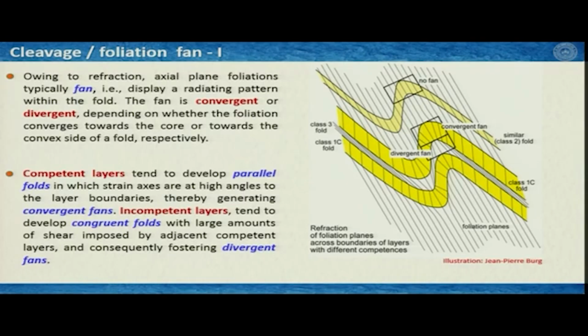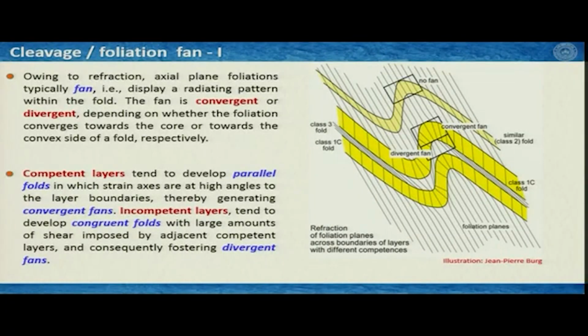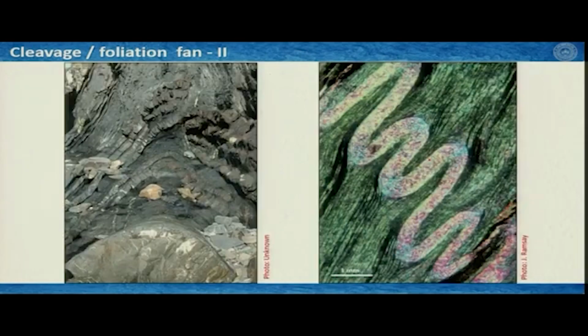Now, a series of terminologies are here, like parallel folds, then congruent folds and so on. We will learn about it later, but I believe you understood the mechanism. If the layers are strong layers, that means competent layers, the foliations would converge towards the core, and if the layer is an incompetent layer or weaker layer, the foliations would diverge away from the core. So, here is a cartoon diagram, but we will see the real field photographs in this slide.